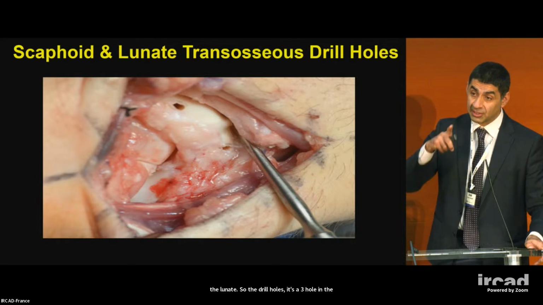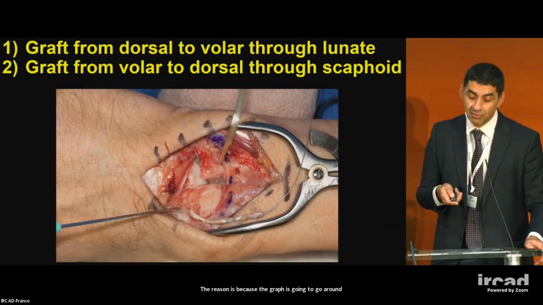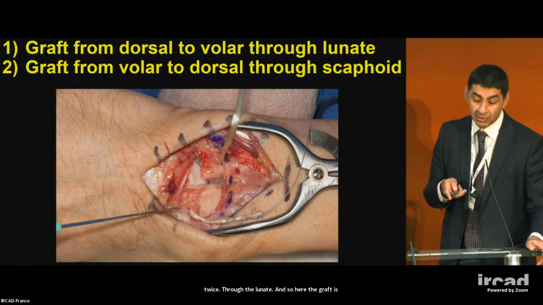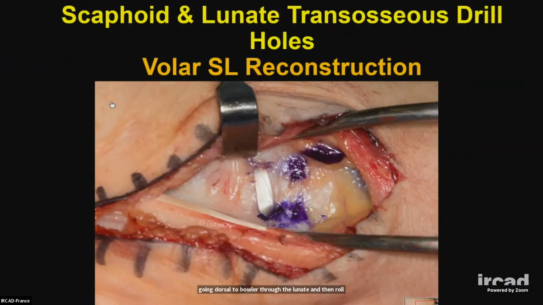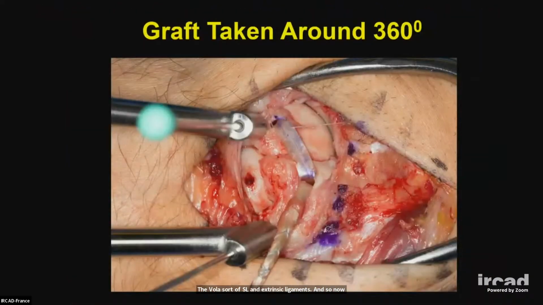The reason is because the graft is going to go around twice through the lunate. And so here the graft is going dorsal to volar through the lunate, and then volar to dorsal through the scaphoid, thereby reconstructing extracapsularly the volar SL and extrinsic ligaments. And so now, remember, there's a 3 millimeter hole in the lunate, and so the graft goes through and through. And so the key thing is this reduction clamp gets your reduction. You're not pulling on the graft to get your reduction.